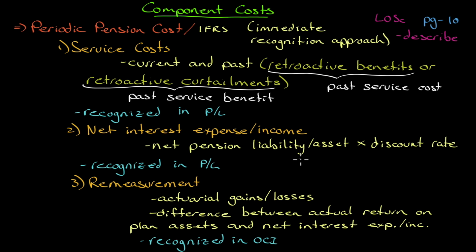So, let's say that we have plan assets that we expect to grow at 6%. That's included in here. But let's say they actually grew at 10%. We do not change this. This still will continue to go forward based on the expected return. That 10% is greater than the 6%, shows up as a remeasurement called an experience gain. And it's in OCI, other comprehensive income.